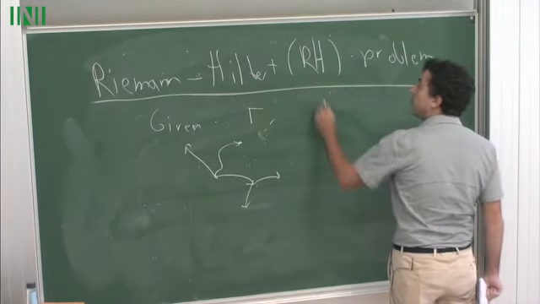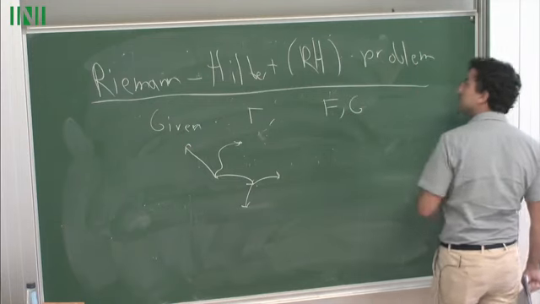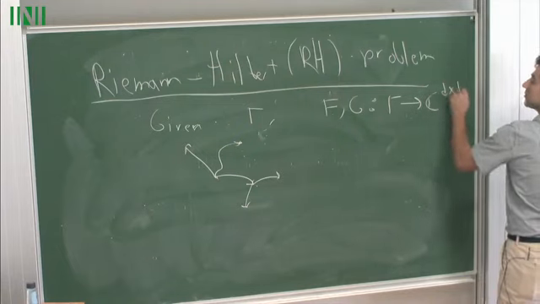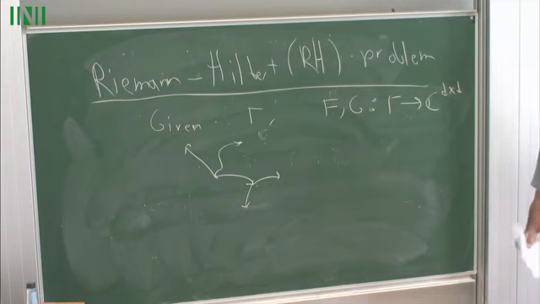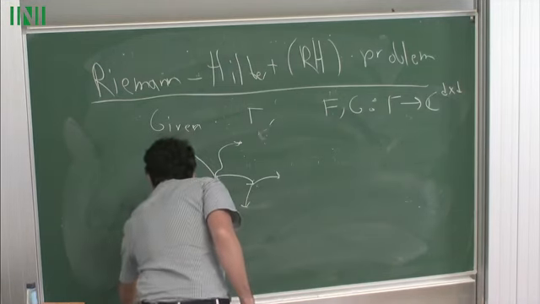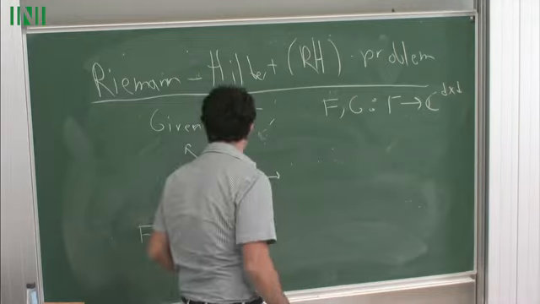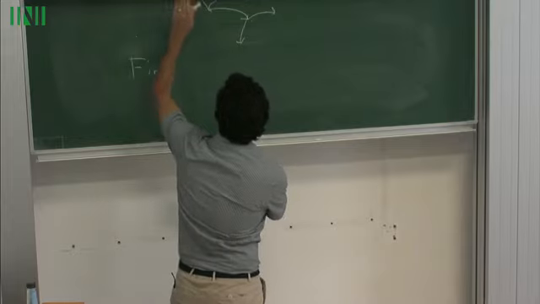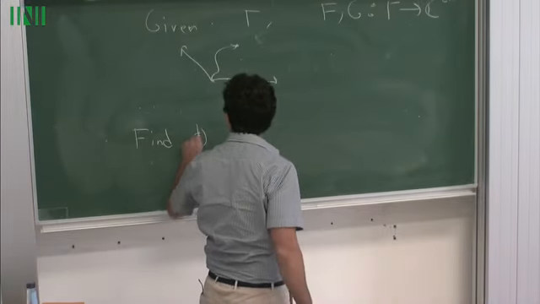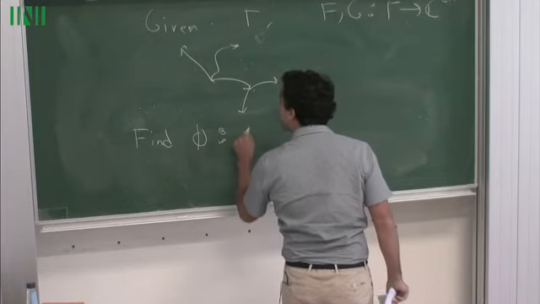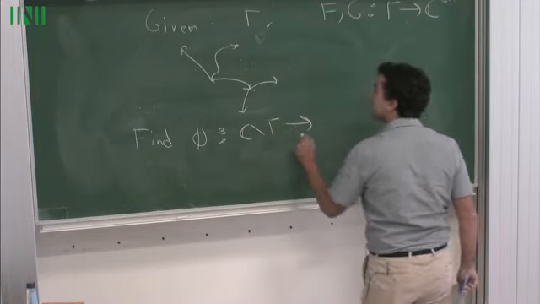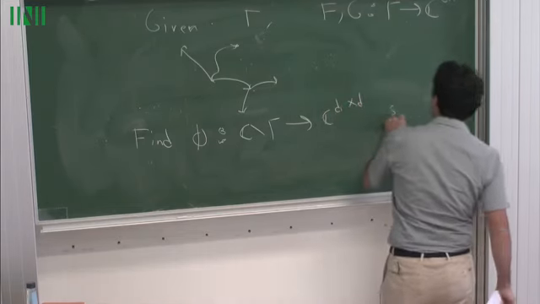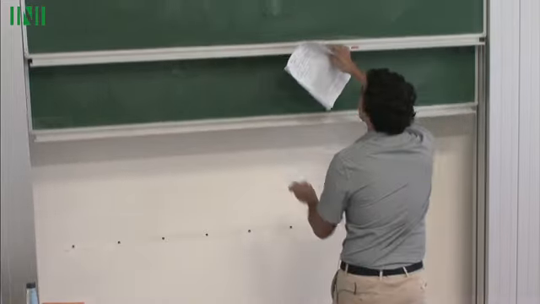Then on gamma, we're given two functions. Let's call them f and g from gamma. And these are matrix-valued functions. So we're dealing with matrix Riemann-Hilbert problems. So what's the problem? The problem is to find a function phi defined off gamma, so a matrix-valued function, such that it satisfies the following four properties.